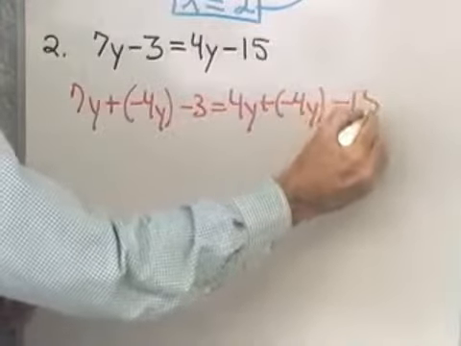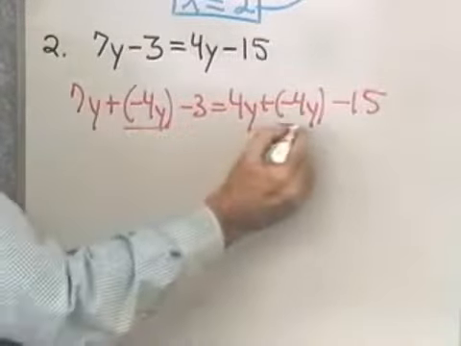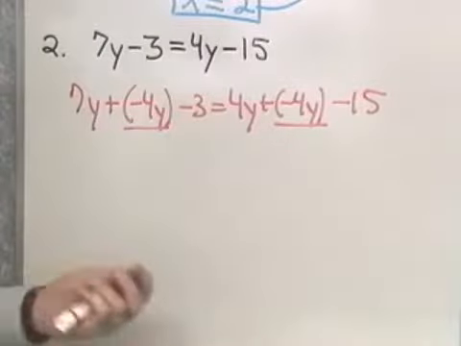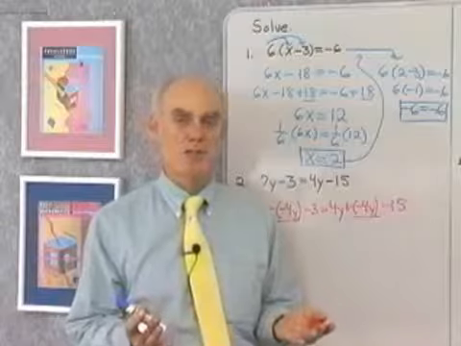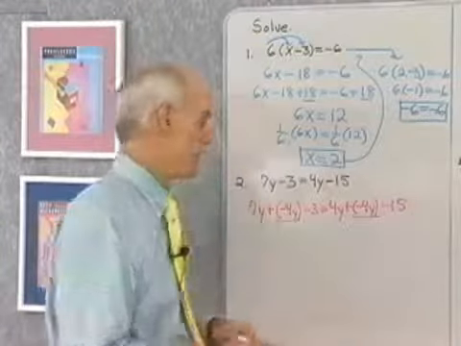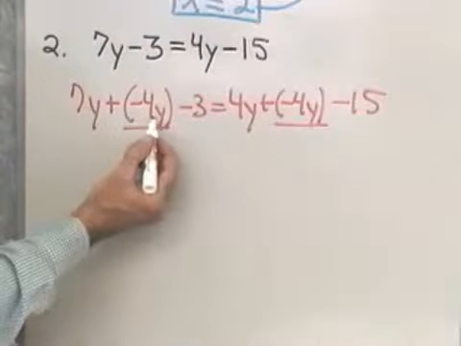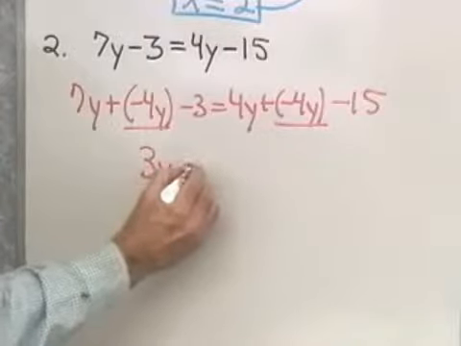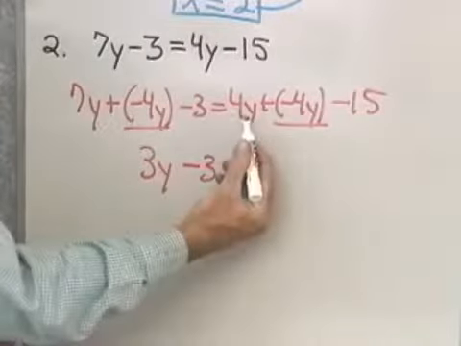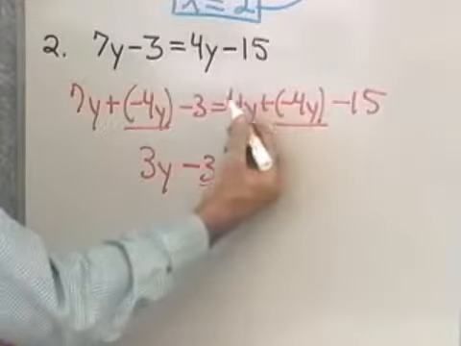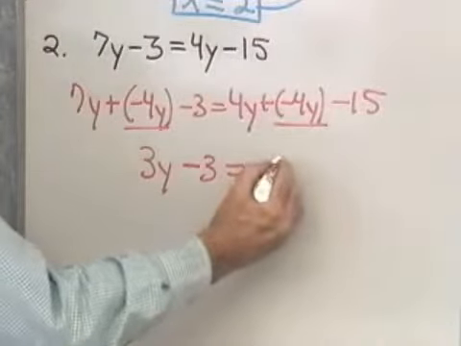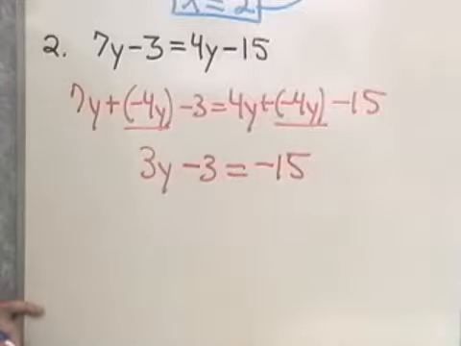So you can see that here I'm adding a negative 4y to both sides of the equation. It's okay to do that with the addition property of equality. I can add the same quantity to both sides of the equation anytime it's convenient for me. Now 7y plus negative 4y is 3y. Minus 3 is equal to 4y plus negative 4y is 0. So see, I've succeeded in getting rid of the y's that were on the right side of the equation. All that's left is negative 15.